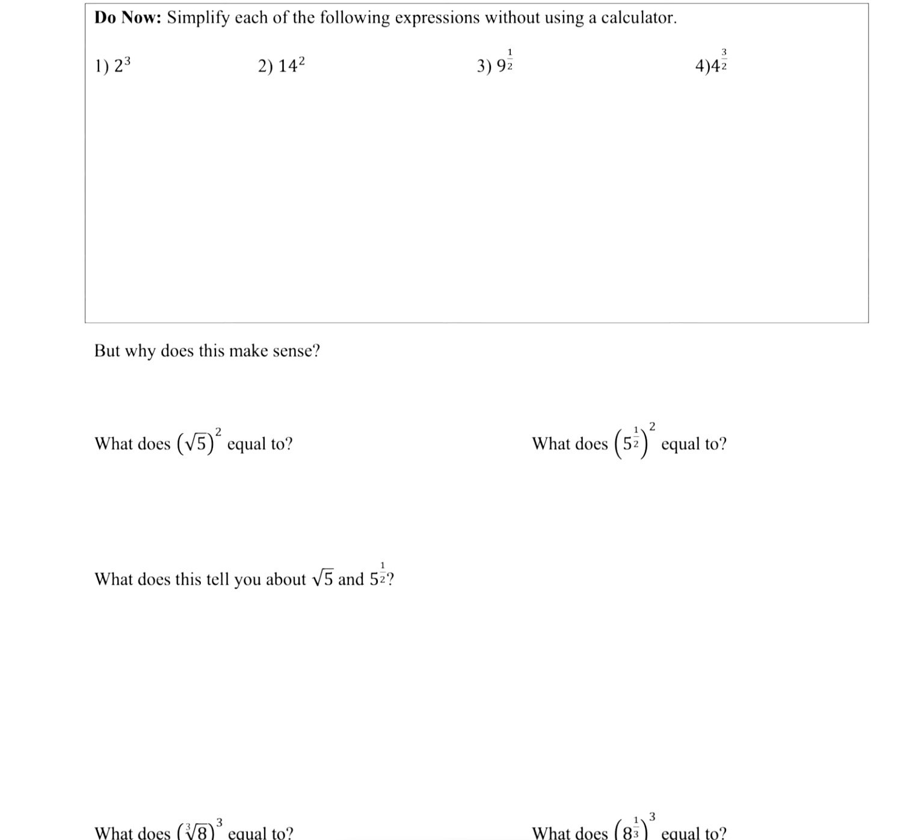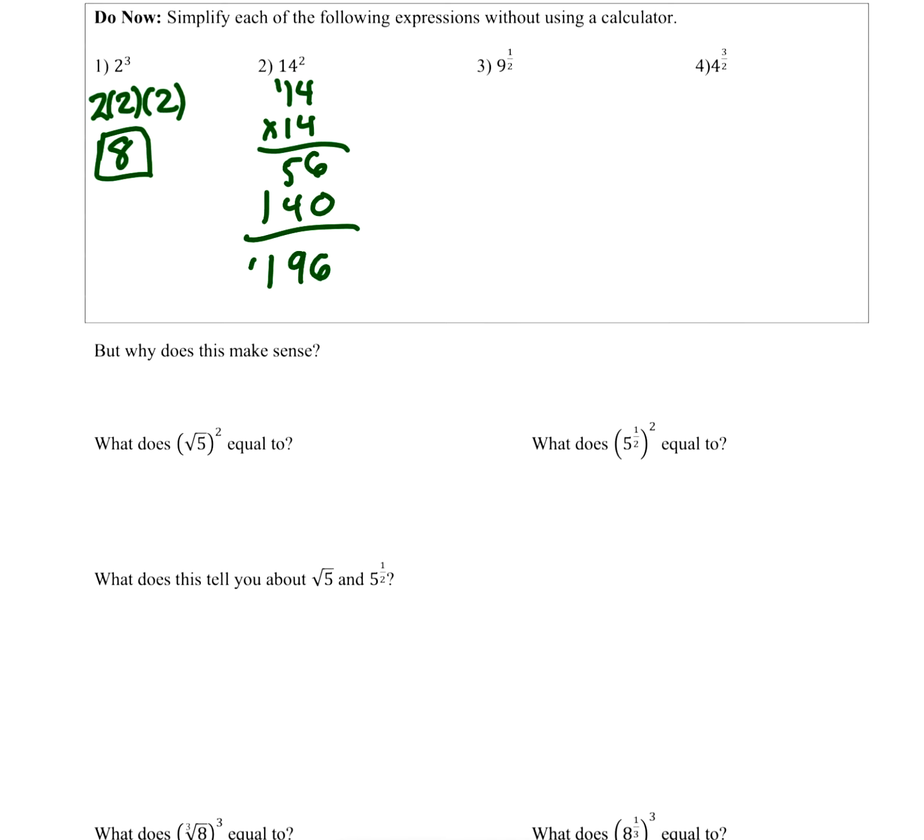Looking at number 1, 2 to the 3rd means we're multiplying 2. We have 3 2s we're multiplying, so 2 times 2 times 2, which would be 4 times 2, which is 8. Looking at number 2, 14 squared would be 14 times 14. I'm going to write it out vertically like back in the old days. So 4 times 4 is 16, carry the 1, 5, placeholder. 1 times 4 is 4, 1 times 1 is 1, and we get 196.